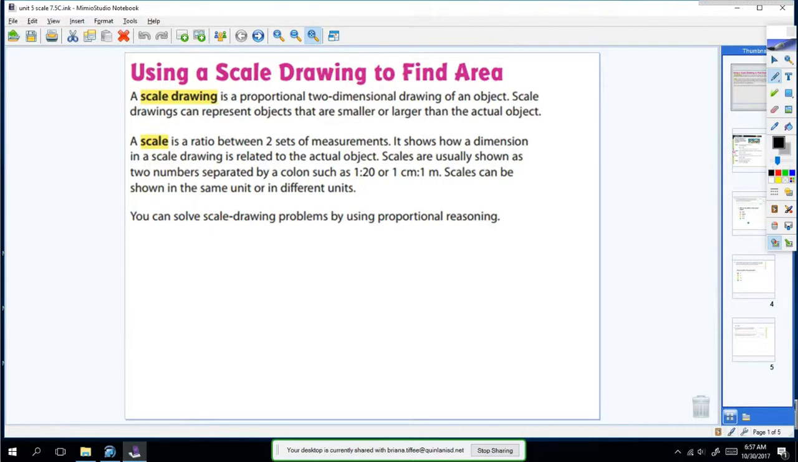So a scale is a ratio between two sets of measurements. It shows how dimensions in a scale drawing are related to the actual object. Scales are usually shown as two numbers separated by a colon, such as 1:20 or 1 centimeter to 1 meter. These can be written as 1/20 or 1 centimeter over 1 meter. Scales can be shown in the same unit or in different units.